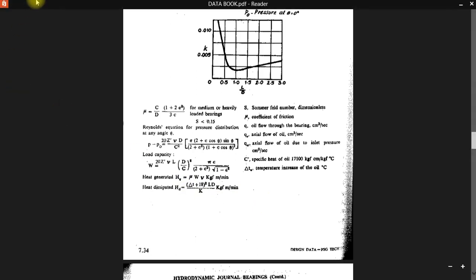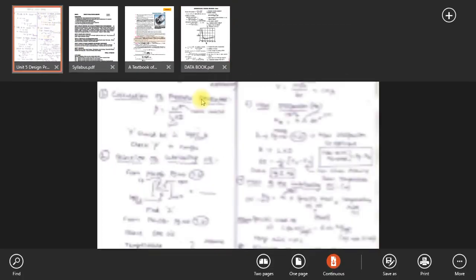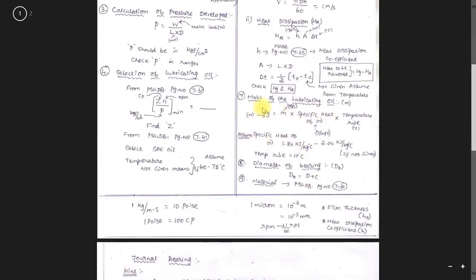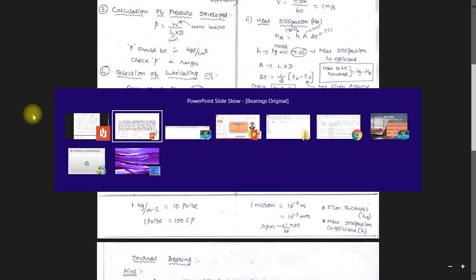So these are the formulas required for our problem. Finally, we need to find out the mass of the lubricant oil. The formula is m into specific heat of oil into temperature rise. I repeat again, here we can have a different symbol as HT. The specific weight of the oil can be assumed as 1.84 to 2.04 if it is not given. The temperature rise may be considered as 10 degrees centigrade if it is not given, but the temperature rise for our problem is clearly given. So with this data I will try to solve this particular problem.